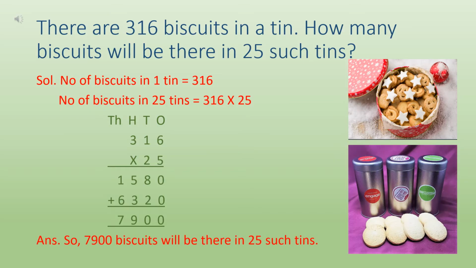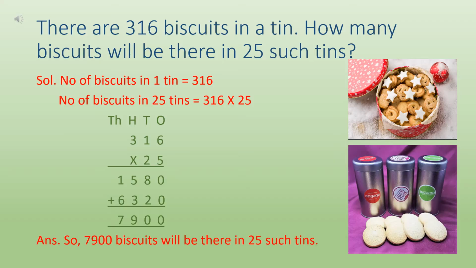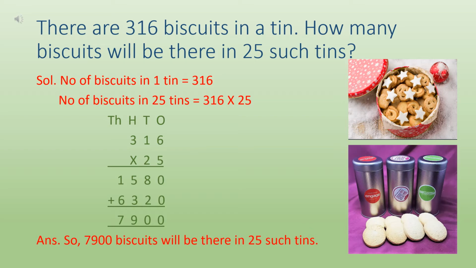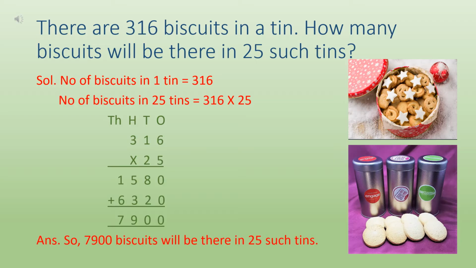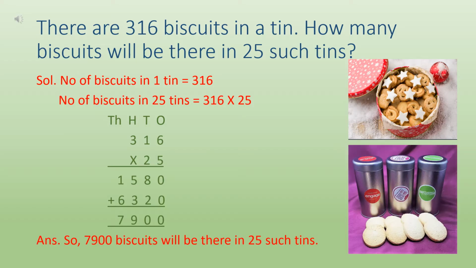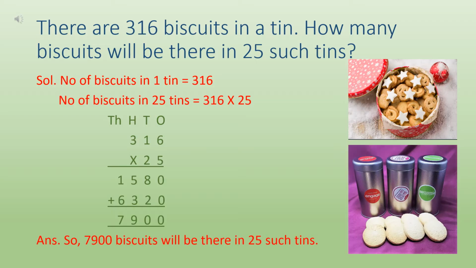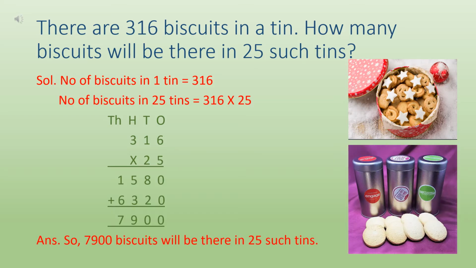And our first example is, there are 316 biscuits in a tin. How many biscuits will be there in 25 such tins? एक टिन में 316 बिस्किट्स हैं, वैसे ही 25 टिन्स में कितने बिस्किट्स होंगे? तो सेम टाइप ऑफ टिन्स हैं, सच टिन्स मीन्स एक जैसे टिन्स हैं, so we have to do repeated addition. 316 plus 316 plus 316 and so on 25 times. And you know it, repeated addition is multiplication.